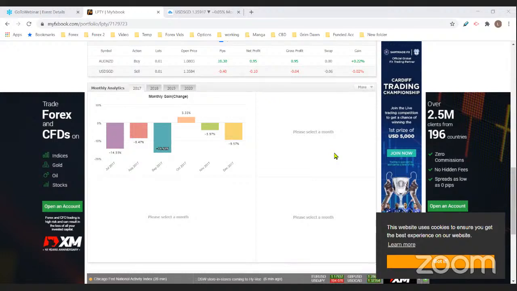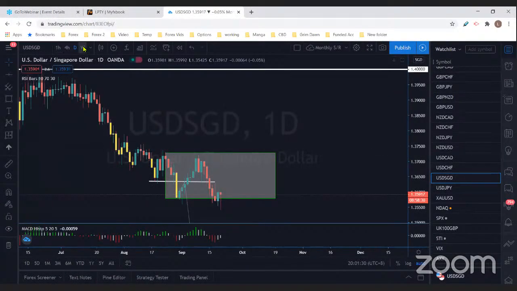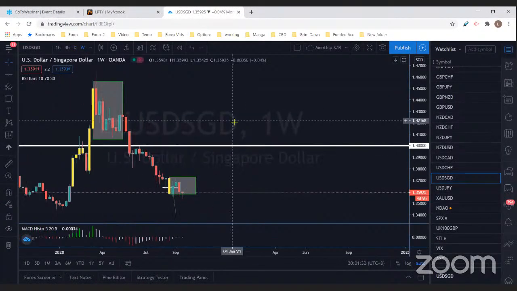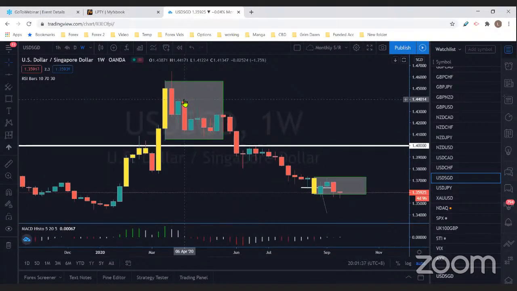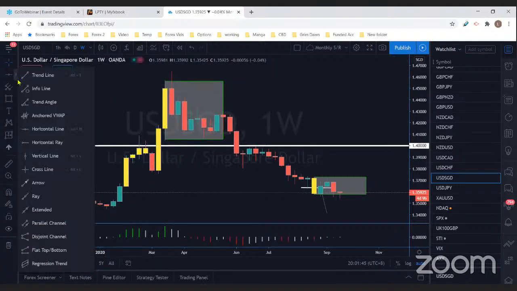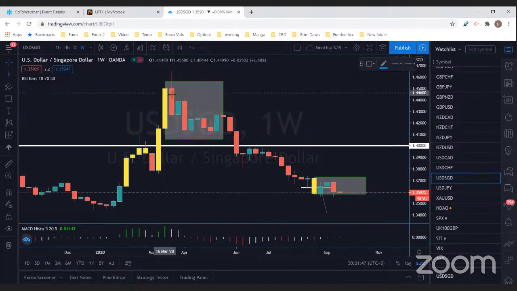I have a question: what if it breaks and continues? I suppose that's from the reversals. Let me share with you. This is USD SGD. Previously RSI was oversold on a weekly time frame, so I marked out a high and low for this bar. I put in vertical lines so you can see.